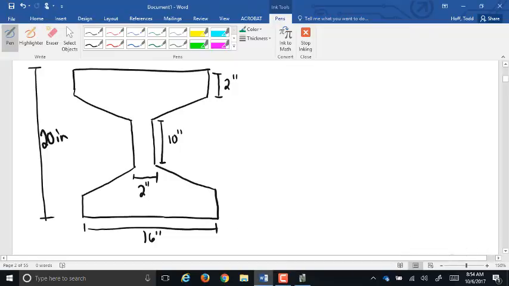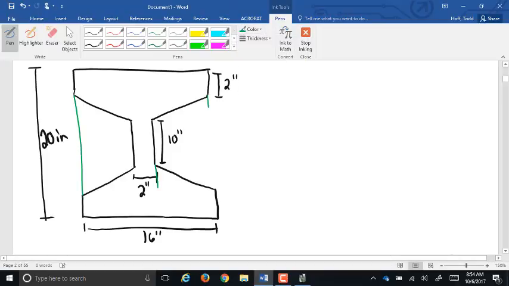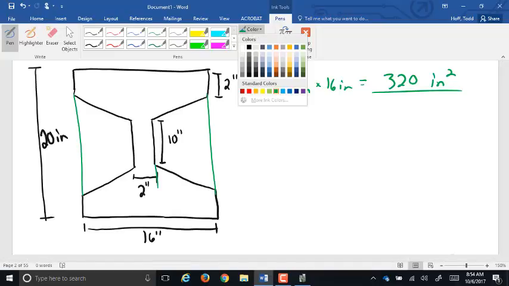If you try to cut this one into smaller pieces and add them up, it becomes a nightmare because you're probably going to be cutting, like that. That's a lot of pieces. But if I just treat this as a big rectangle here that is 20 inches by 16 inches, 320, gotta get rid of that extra 0, inches squared.